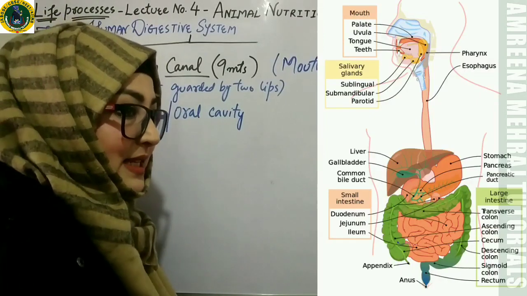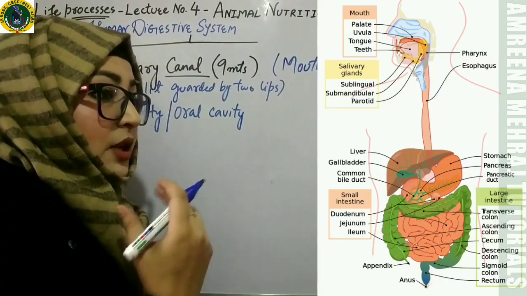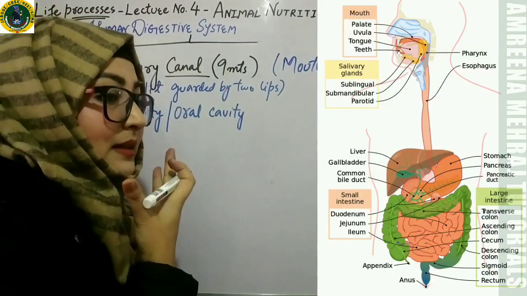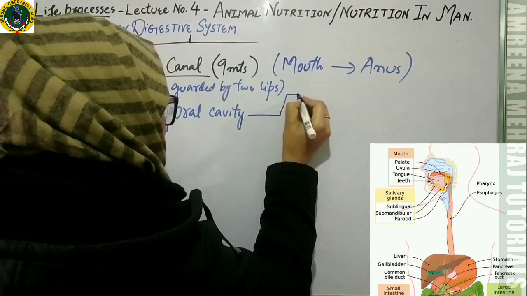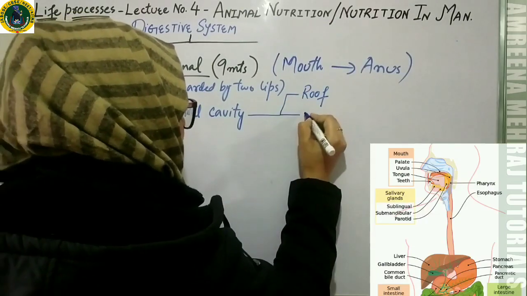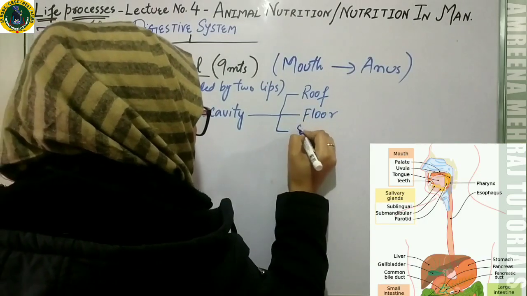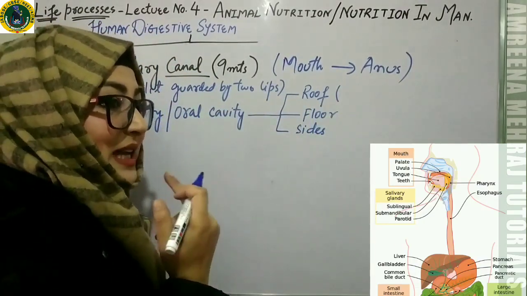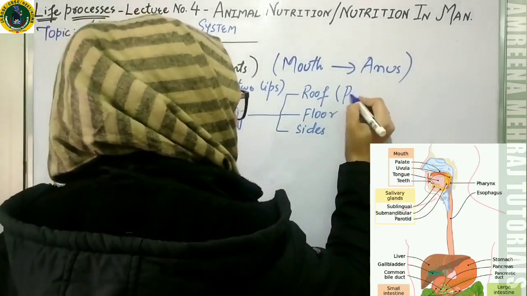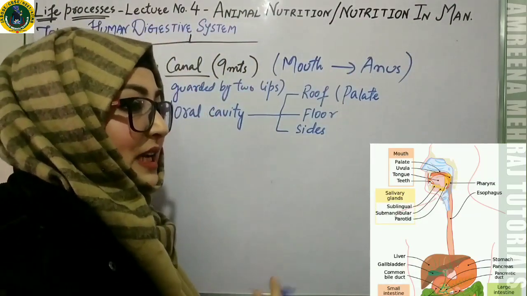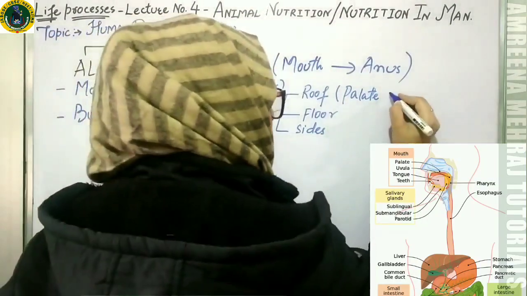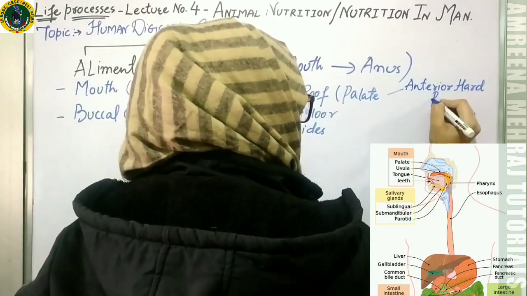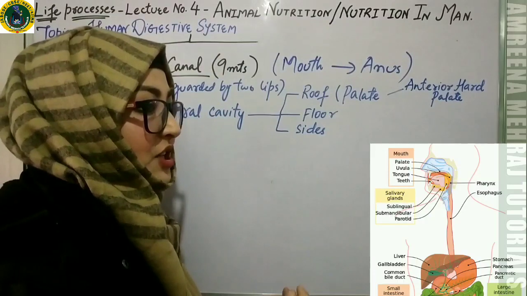If you open your mouth wide and observe your oral cavity, you will see that this cavity has a roof, a floor and the sides. The roof of the buccal cavity, the top of the buccal cavity which you can touch with your tongue, is called the palate. If you touch the front part of the palate, it will be hard. So, anterior, that means the front part of the palate, is hard.